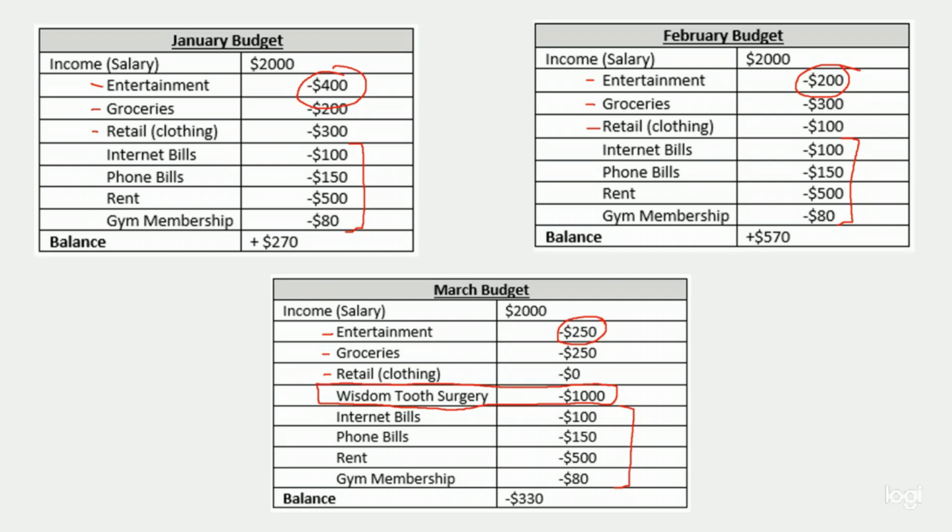Okay, so this person spends $100 on internet bills every month, phone bills cost him $150, his rent is $500 per month, and his gym membership costs him $80. Now, what's the point of looking at this? We can compare the differences between cyclical and structural components of the current account by using this example. The transactions that fluctuate month by month would be the cyclical, and the transactions that occur consistently and are considered the long-term types of spending are the structural components of his budget.